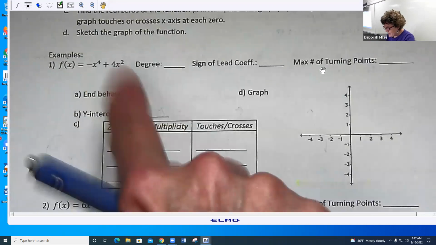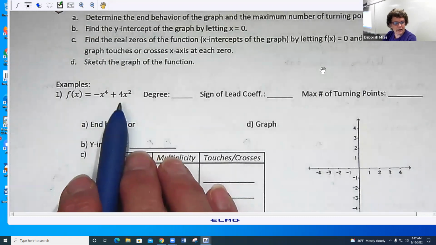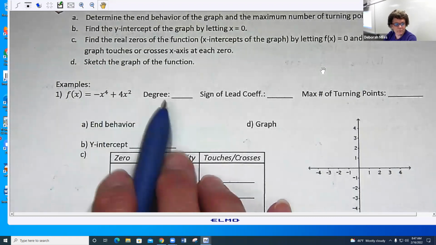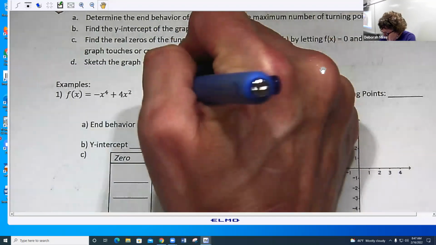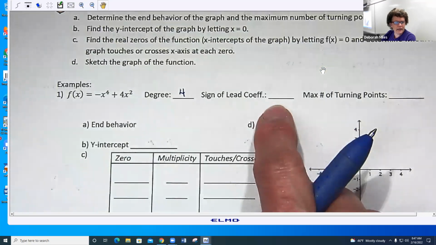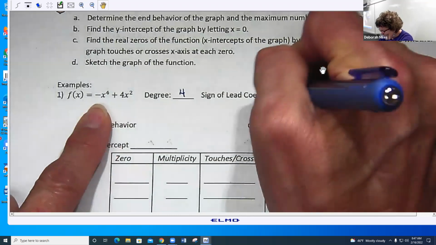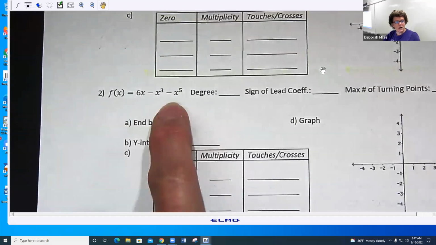All right, so I've got 3 good examples. First one, negative x to the 4th plus 4x squared. What's the degree of that polynomial? The highest degree, highest exponent is 4. So it's a 4th degree polynomial with positive or negative leading coefficient? Negative leading coefficient.